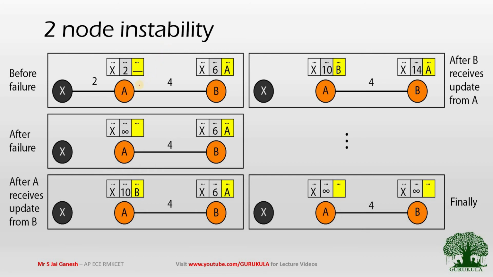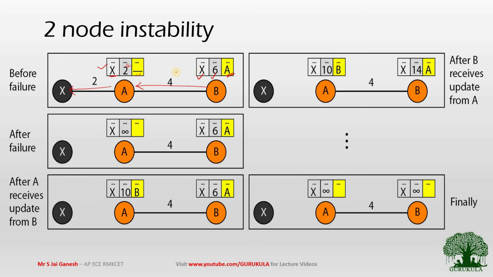With this, let us try to understand what the two node instability problem is. Here A can reach X with a cost of 2, and it is a directly connected node. That is what this routing table represents. Similarly, B can reach X with a cost of 6. Why is it 6? B is not directly connected to X. B is connected to X via A. Whenever B wants to send data to X, it has to send via A. So the cost will be 4 plus 2, which is 6. So B can reach X with a cost of 6, and it has to send its information via A.